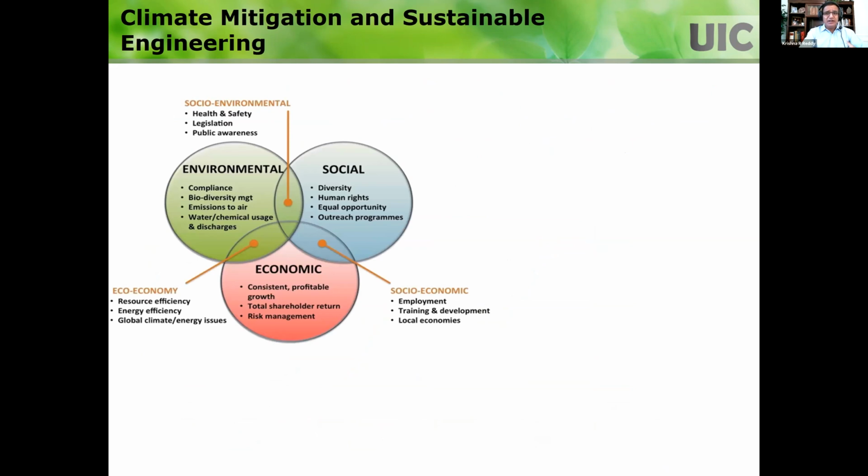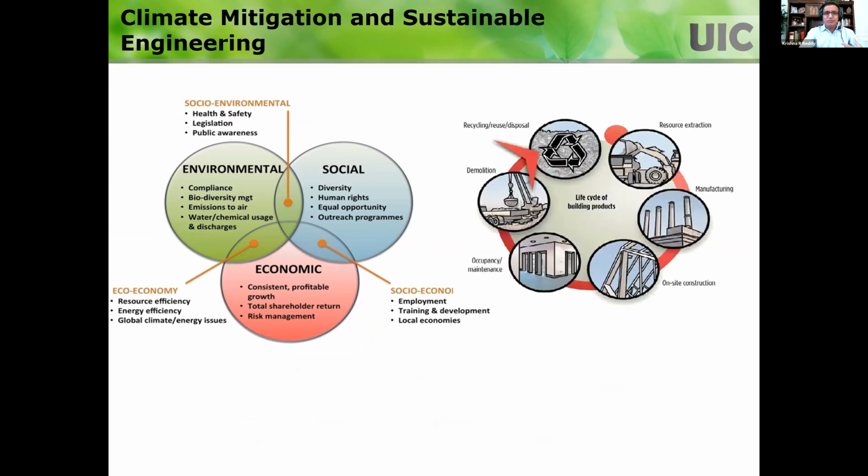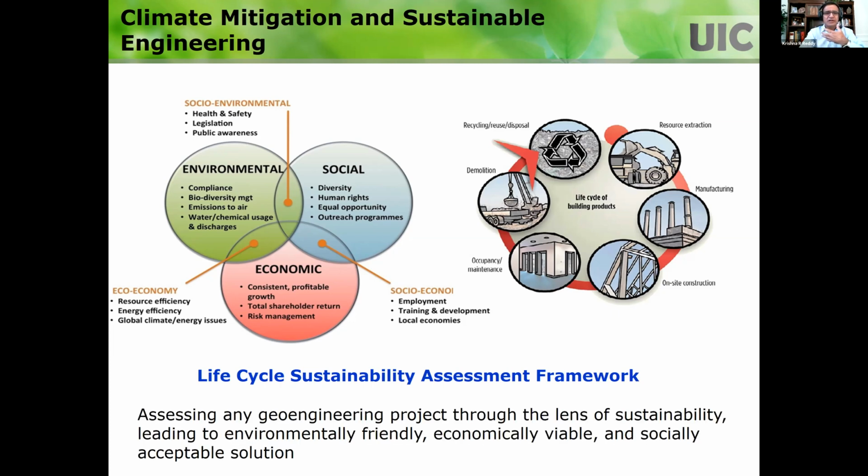As I said, in the long run, we should be looking at climate mitigation, basically reducing the greenhouse gases, and we should be looking at socio-economic issues in a broader way. This can be accomplished by the so-called triple bottom line aspects: environmental, economic, and social aspects, and also the life cycle stages that we don't pay attention to. So we need to consider all these things, and we should be looking at a life cycle sustainability assessment framework, looking at sustainability to achieve environmentally friendly, economically viable, and socially acceptable solutions.